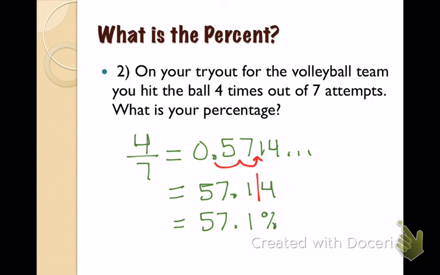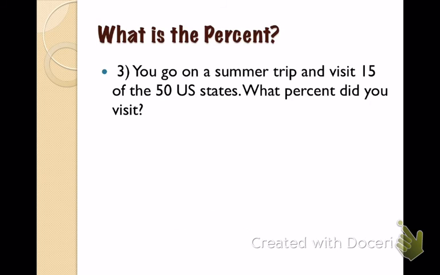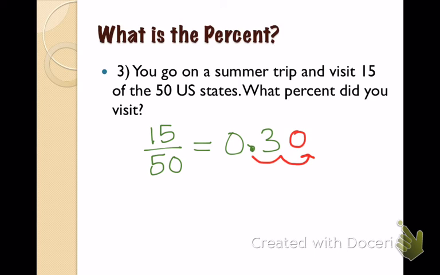All right, let's go ahead and move on to number 3. I have a few more to go. You go on a summer trip and visit 15 out of the 50 U.S. states. What percentage did you visit? So 15 out of 50. So you do 15 divided by 50 on your calculator. All right, you should have gotten 0.3. We're going to convert this to a percent. That means the decimal moves twice to the right. So we drop a 0 since there's a blank here. So my answer is 30%.